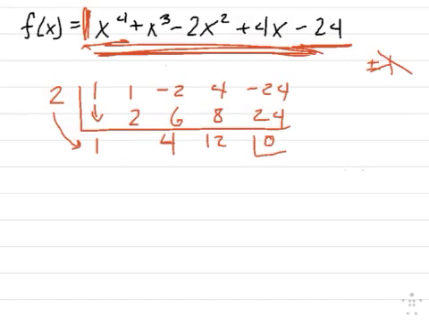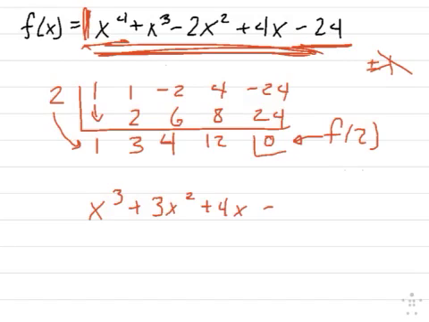Since I got a 0 there, that tells me it's a zero, because f of 2 equals whatever you get there in synthetic division. It's one of the things that you learned way back when. There's our new equation that's a cubic. Now let's think about it like this. X cubed plus 3x squared plus 4x plus 12. Let's try to get another one.